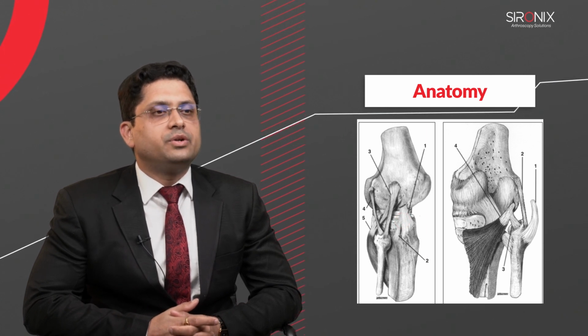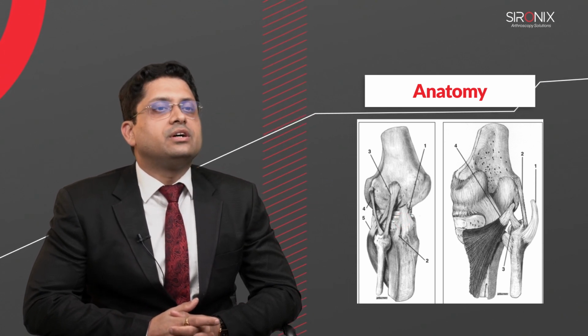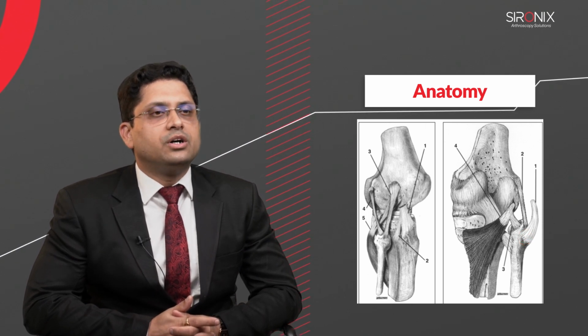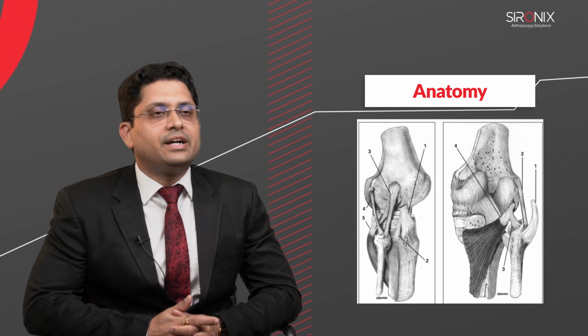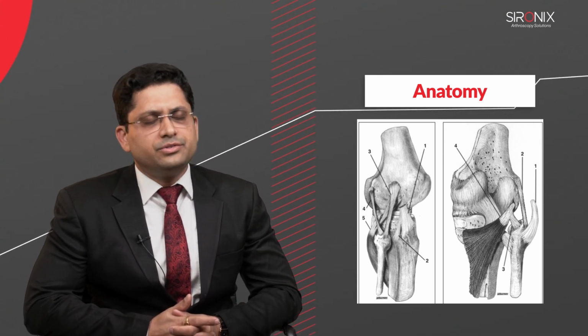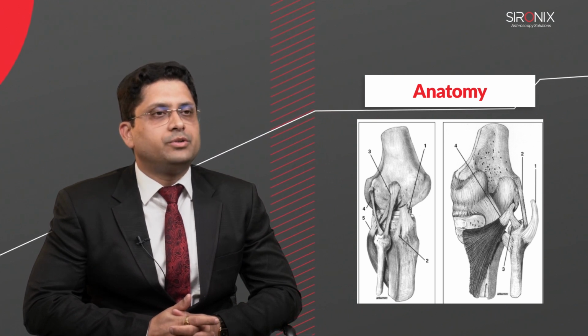It mainly works during extension to 30 degrees. And you have the biceps femoris, which inserts onto the fibular styloid below the attachment of the popliteofibular ligament. These were the salient features of the anatomy of the posterolateral corner. Now suppose you have a posterolateral corner injury, what are the examination findings?